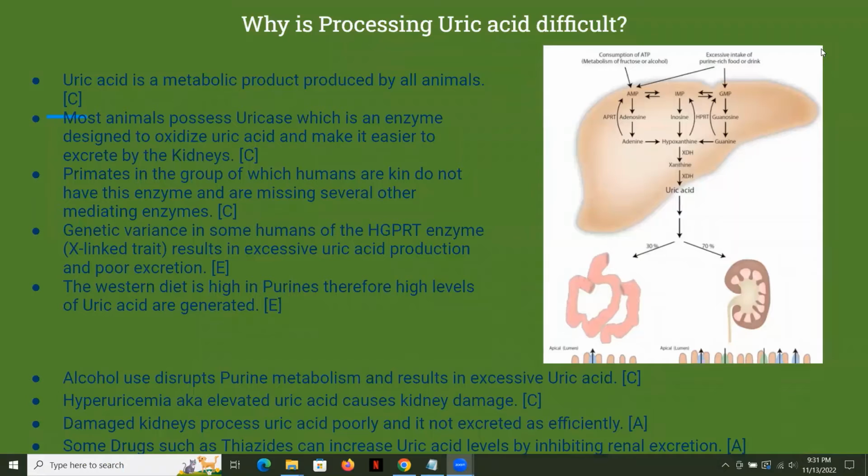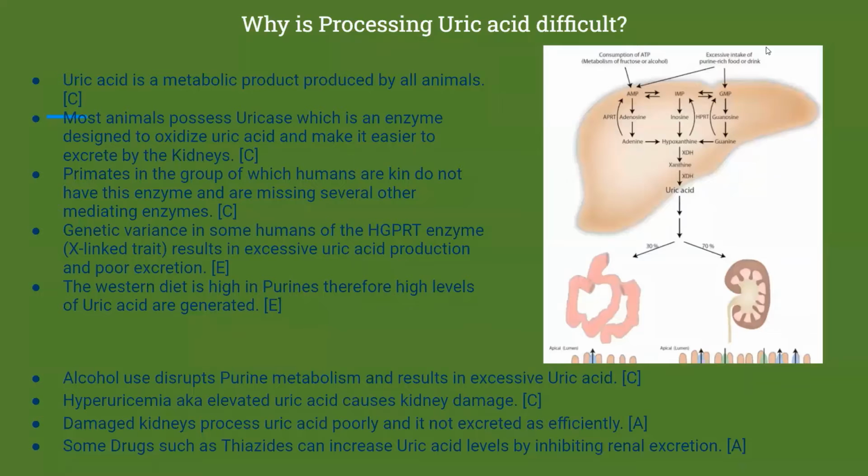Now, so we look at why this happens. You'll forgive me, I'm trying to get this thing to pop up here, to go back up here. Okay, so why is processing uric acid difficult? So uric acid, like I said, is a byproduct. Now animals, regular old animals, they actually do a really good job of processing uric acid. They typically don't have the problems that we do with this disease.